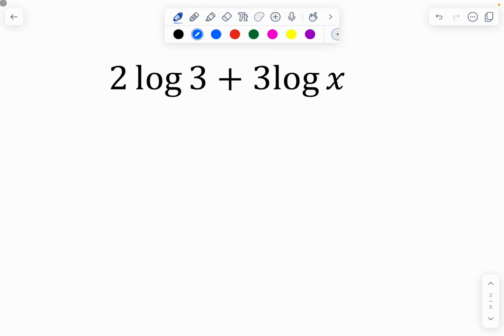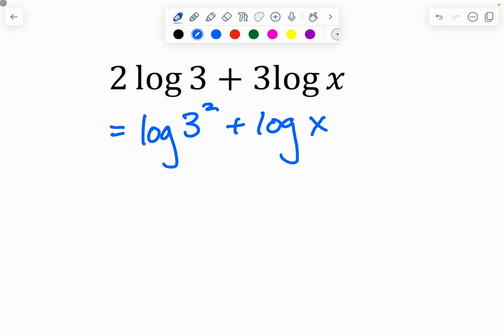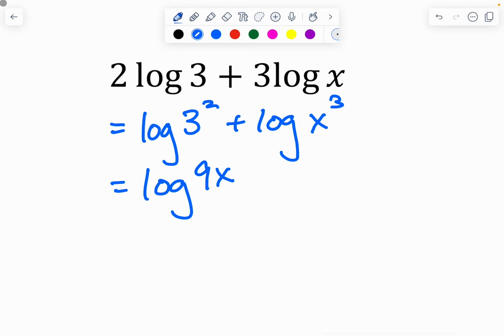Okay, so now I see log of 3 squared, which is 9, plus log of x cubed. So this becomes log of, they're being added, so they would multiply. So log base 10 of 9x cubed. I wouldn't say log base 10 typically, but I wanted to remind you that we have an understood base of 10. I would say this is log 9x cubed.